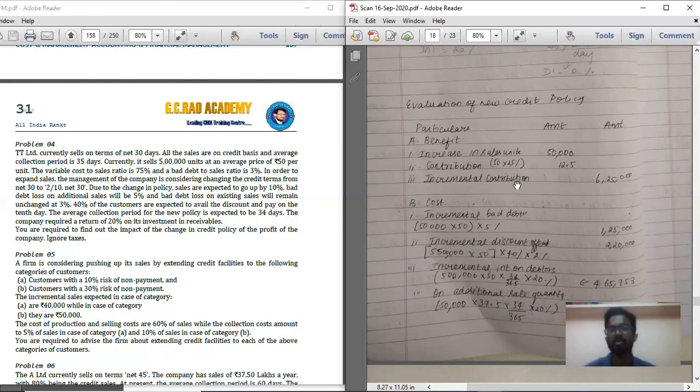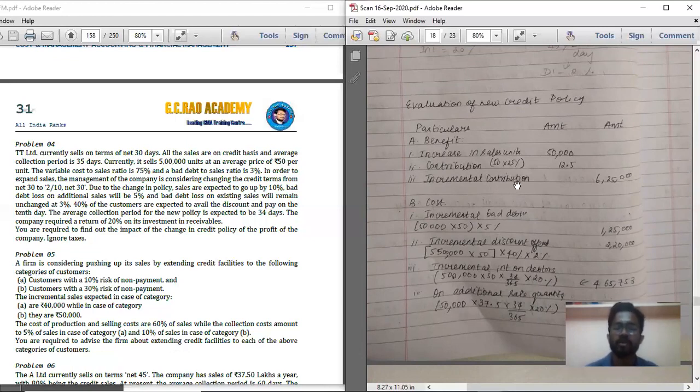Small Roman number 2, contribution. What is the contribution? 1 minus variable cost. That is 100 minus 75, which is 25%. So the variable cost ratio is 75% and the contribution ratio is 25%. So selling price per unit is 50 into 25%. Within bracket, 50 into (1 minus 75%). You just record it like that. That is 50 into 25%, which is 12.5. In the inner amount column, record 12.5.